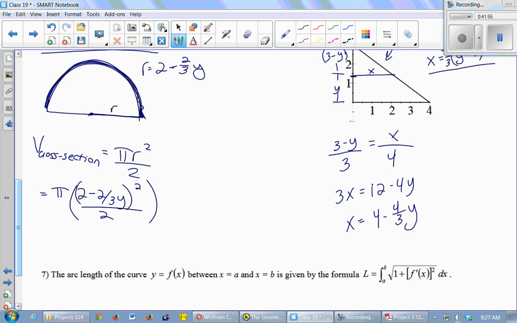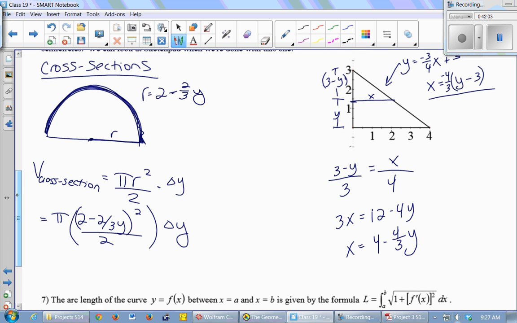Okay, and then for the volume, I need a delta y here. So my final answer is going to be an integral. The volume of the solid is going to be a bunch of these semicircles stacked up, like this. So I'm going to start where and end where? I'm stacking these up along the y-axis, from 0 to 3.